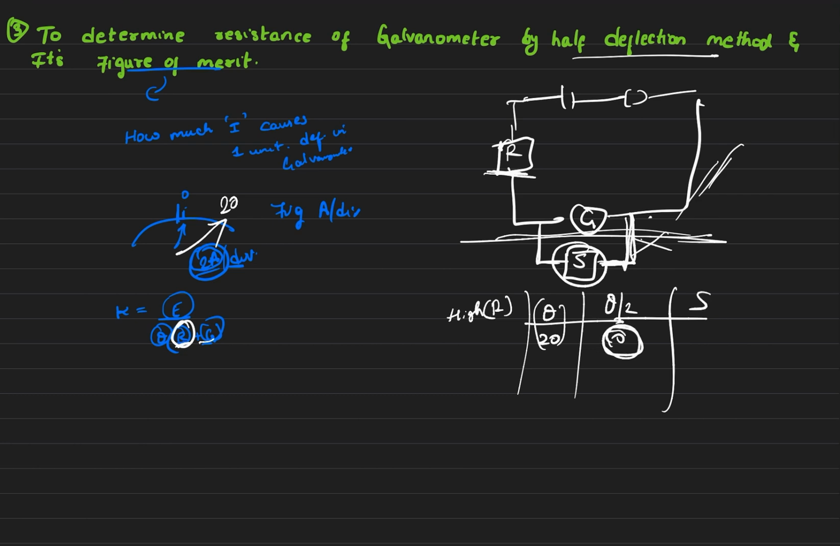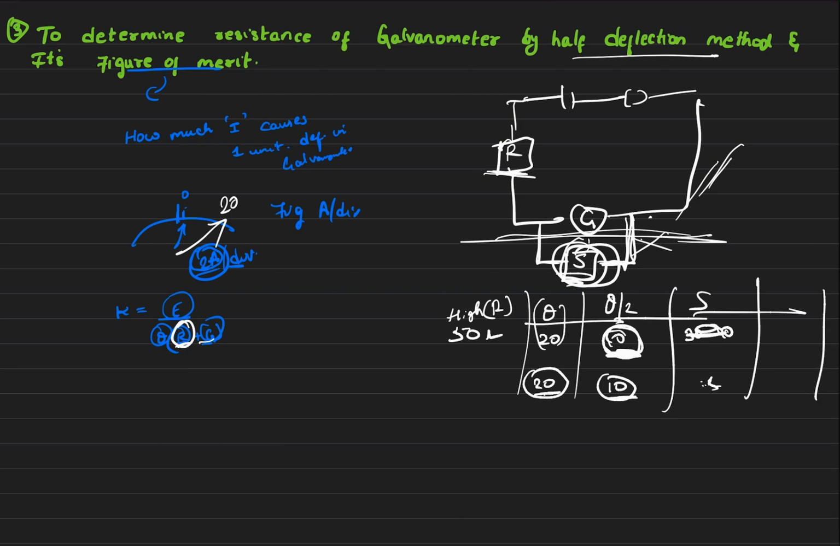I get this 10 reading when my shunt resistance, suppose I took 50 ohms here, when I take 30 ohms, 40 ohms, some reading, whatever shunt resistance value gives me the 10 reading here. So first I got 20 deflection. To get 10 deflection, what is the shunt that I should attach? I'm going to find that shunt resistance value, and then I'm going to substitute in this formula.